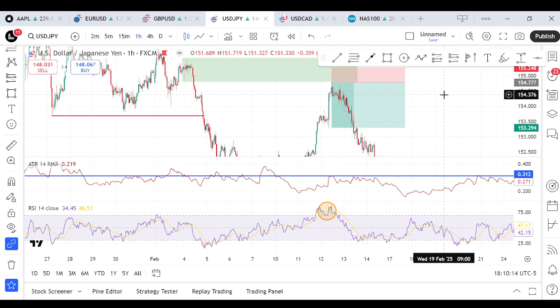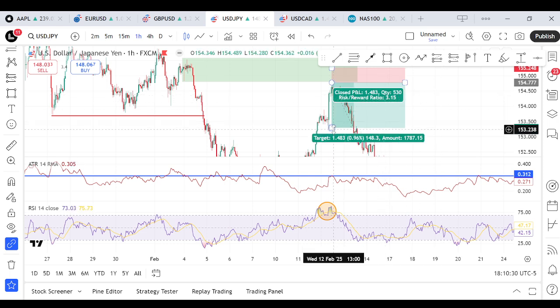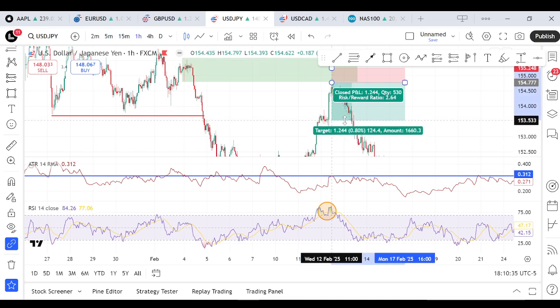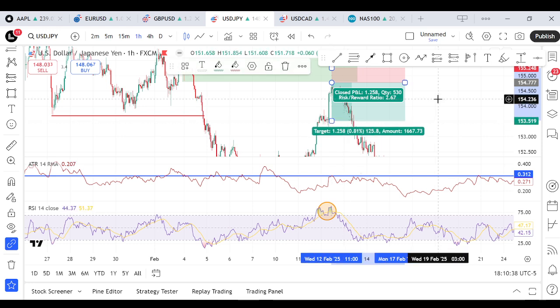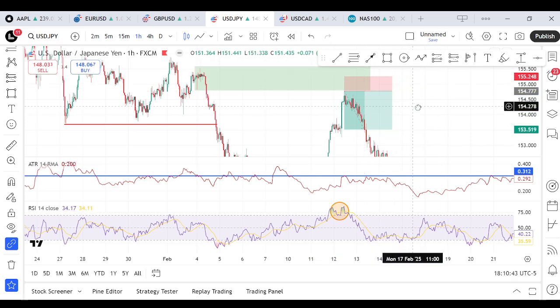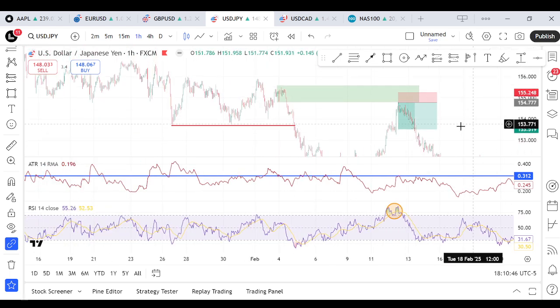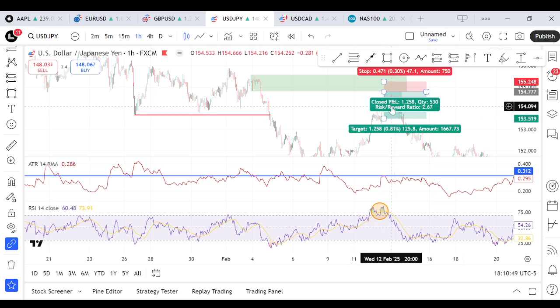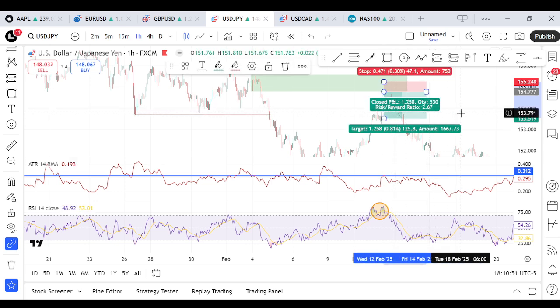For our take profit, we just use the 3x ATR, or in this case I would like to use the 4 times ATR. So 4 times 0.312, we have 1.248. Looking at it here, our target is 1.483, so I'll adjust that to 1.248. Yeah, we have 1.24 there. Now this is a 1:2.67 risk to reward trade, and that's how we're able to take a sell trade using the RSI and the ATR.